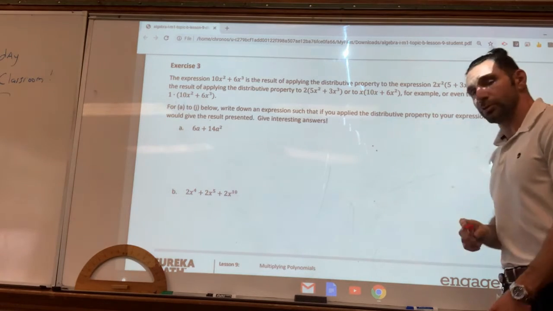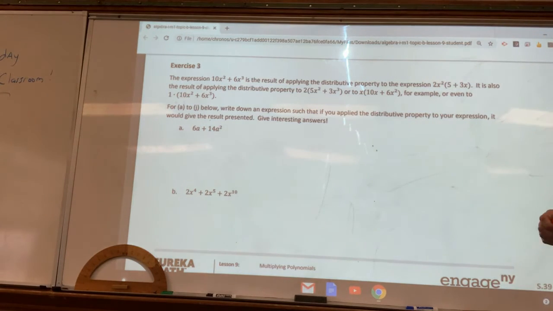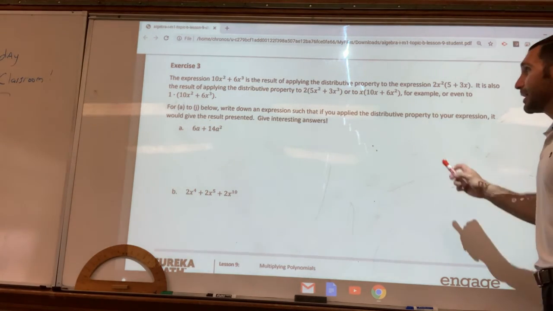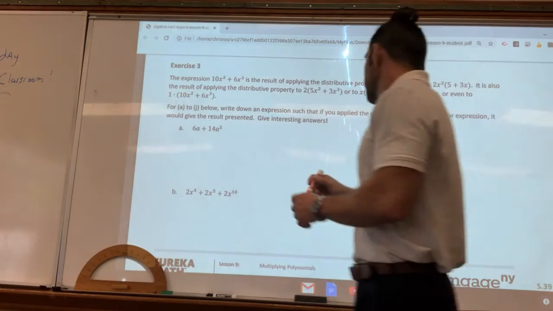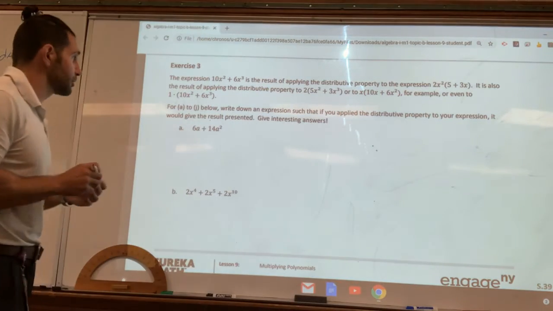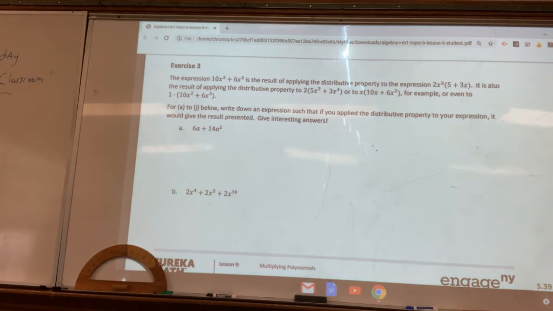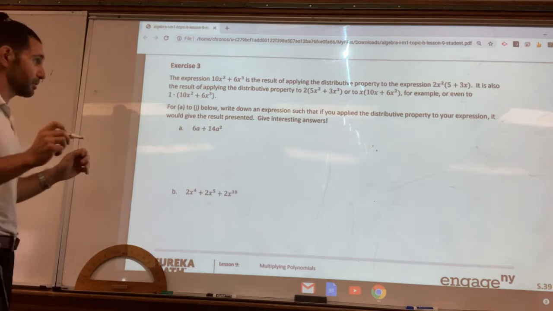So what it's asking you to do, and this is part of what I'm going to ask you to do, is write down an expression such that if you apply the distributive property to your expression, it would give you the result represented. So watch what I'm going to do here.